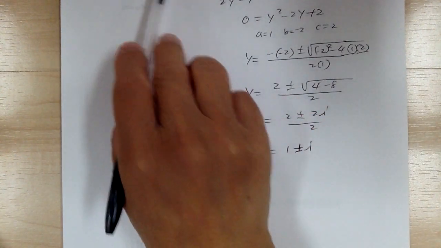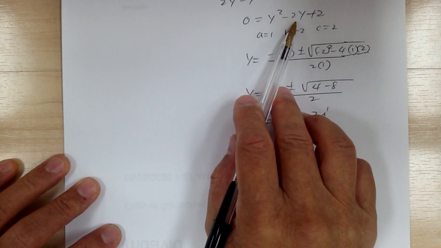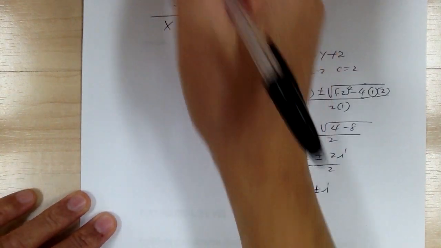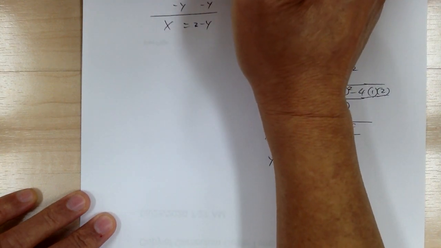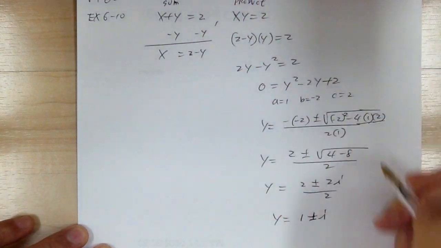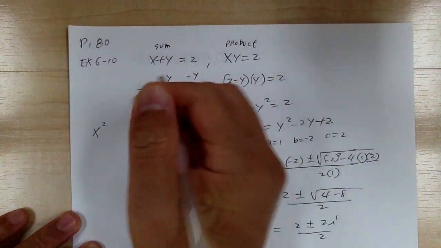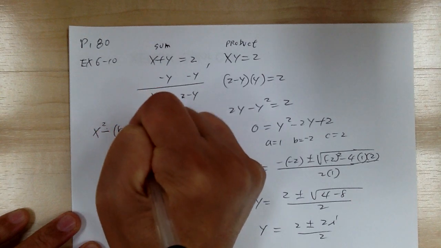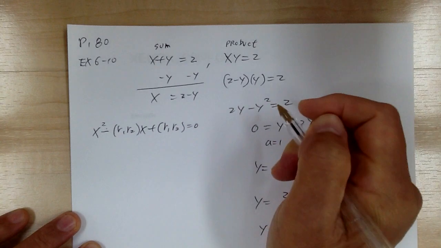Now, notice to get this equation, instead of doing a substitution, that's another way of doing this equation. Because this is your sum, and this is the product. So if you remember the root equation from before, you got x squared minus (r1 plus r2) x plus r1 r2 equal to 0.